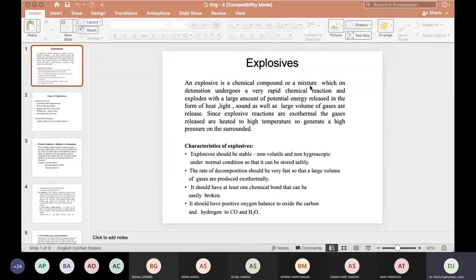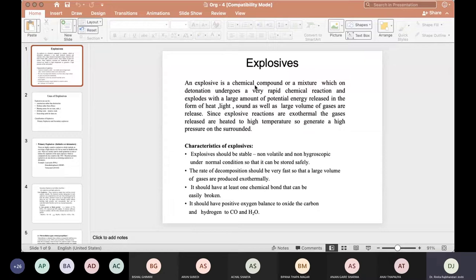So an explosive is a chemical compound or a mixture which, on detonation, on applying mechanical or thermal energy, undergoes a very rapid chemical reaction and then explodes, with a large amount of potential energy released in the form of heat, light, and sound, as well as a large volume of gases. Since explosive reactions are exothermic, the gases released are heated to a high temperature, so they generate a high pressure on the surroundings. So if the explosion happens in a confined place, it shatters the wall. So what is an explosive?